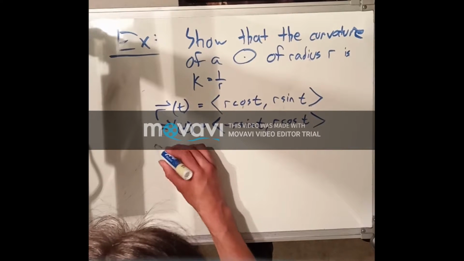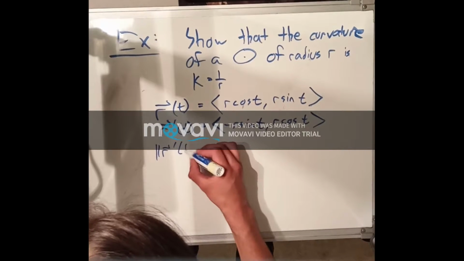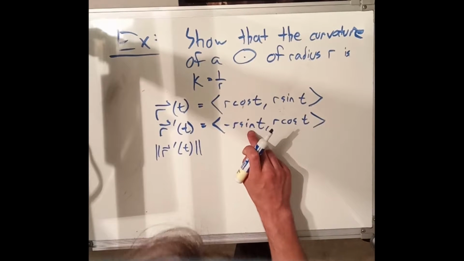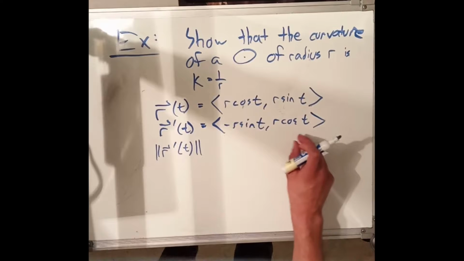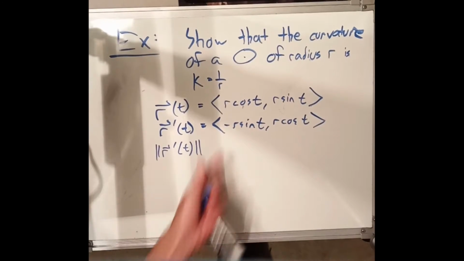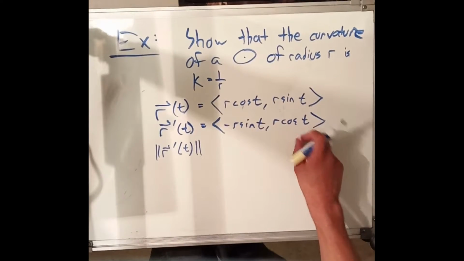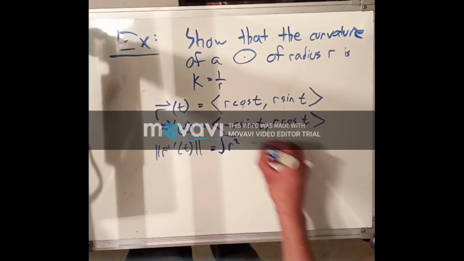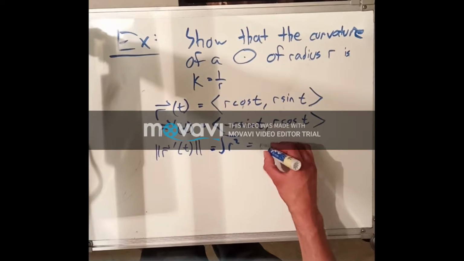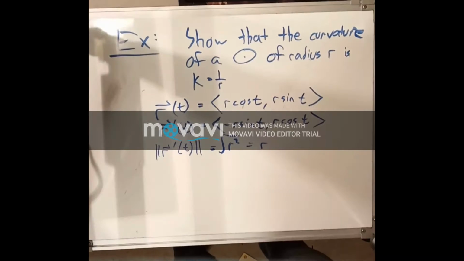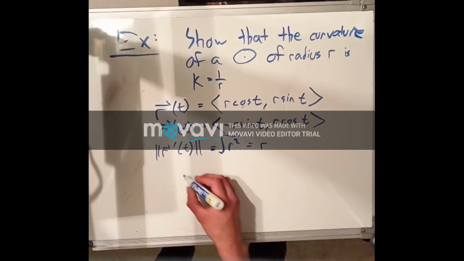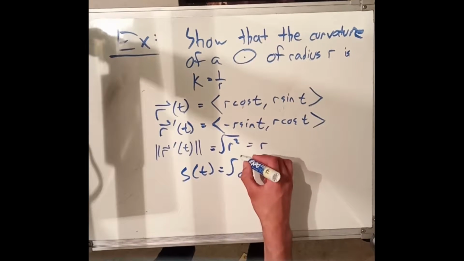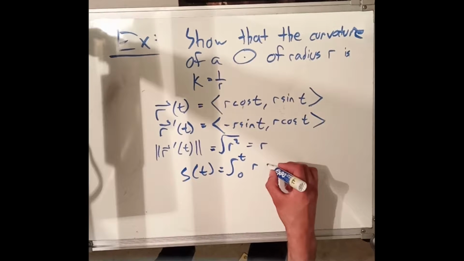When we normalize this, it's quite easy to see that when you take a square root, the sine will become squared and the cosine will become squared. They both multiply by r squared, so you can pull an r out. Sine squared of t plus cosine squared of t will give you a value of 1. So this will be equal to the square root of r squared, which equals r. Therefore, s of t is equal to the integral from 0 to t of r du.